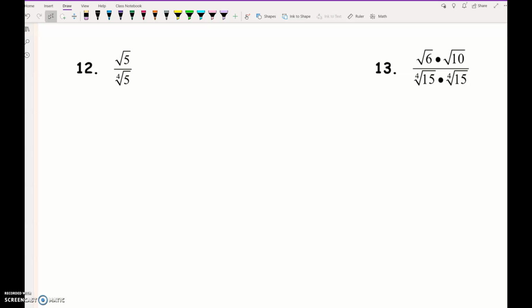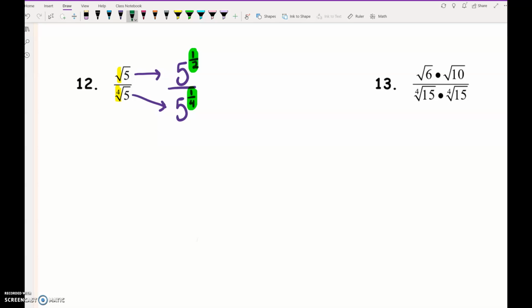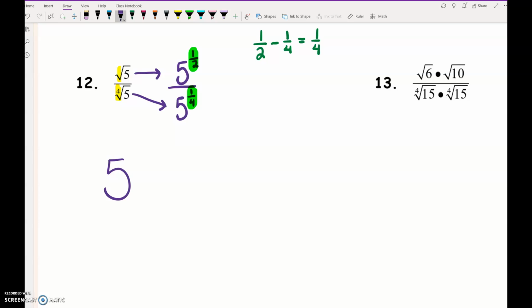In number 12, they do not have the same index. So let's change forms. The square root of 5 is the same as 5 to the 1/2. And the fourth root of 5 is the same as 5 to the 1/4. 1/2 and 1/4. What do we do with those exponents when we divide? Subtract. So 1/2 minus 1/4 is 1/4. So this becomes 5 to the 1/4.